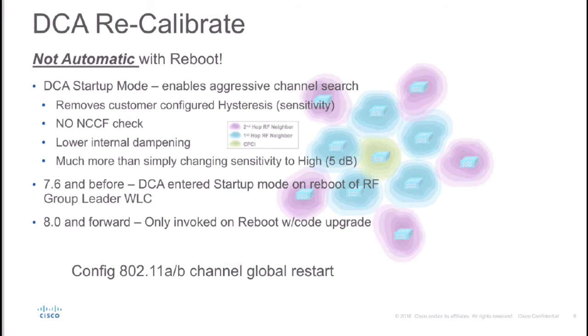7.6 and before, DCA entered startup mode on a reboot of the RF group leader. So anytime you rebooted that RF group leader, you automatically did a DCA restart. Above that, they have changed the behavior. 8.0 and forward, it's only invoked on a reboot if there's been a code upgrade. So this is important to get out there because a lot of people assume when they reboot, if they have an 8540 or 5520 as their single controller, there's no concern about who the RF group leader is, right? Yes. They assume that if they've rebooted the controller, they're doing the DCA restart, and that's not the case.